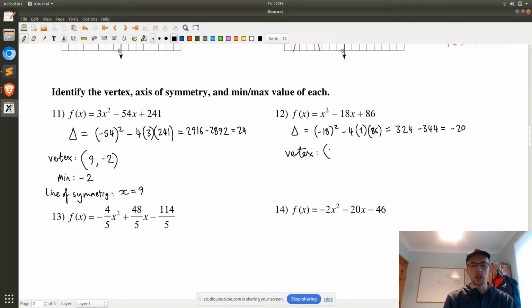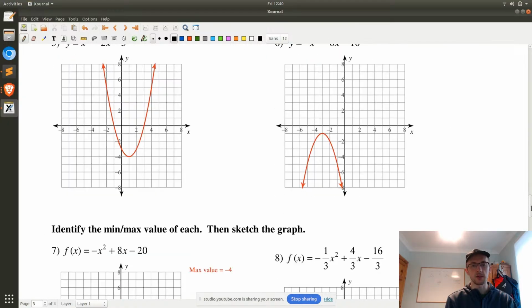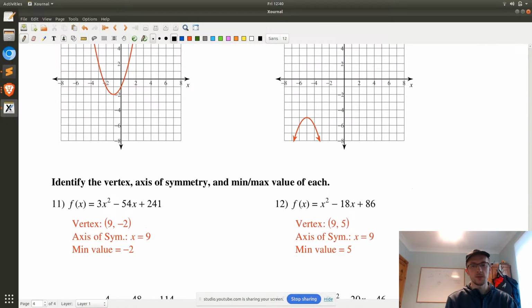Vertex is minus b over 2a, comma, minus delta over 4a. So minus b over 2a applied here is minus minus 18, so 18 over 2, 9. And 20 over 4, which is 5. Opens upwards, so it has a minimum. The minimum is 5. Line of symmetry: x equals 9. So really 9, 5 just characterize it completely. Yeah. Okay, that's good.